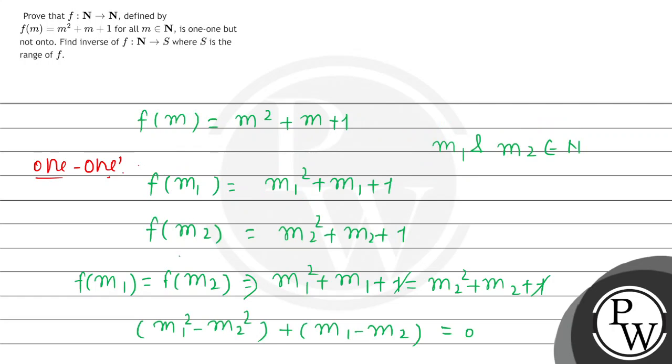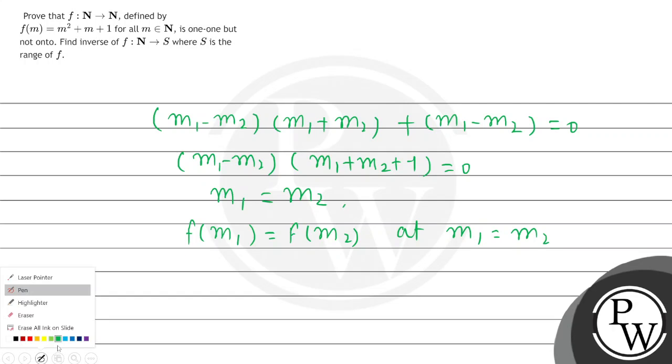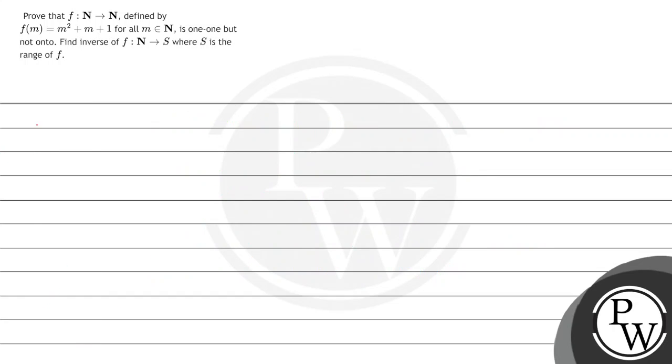So we can say f of m1 is equal to f of m2 at m1 is equal to m2. So we can say this is a one-one function. Now we'll check the onto function here.